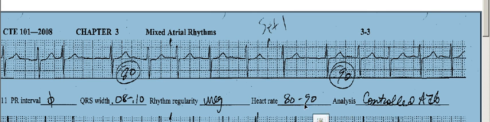That would put it in the controlled rate of atrial fibrillation. Atrial fibrillation, remember, is an irregular rhythm with no P's. Irregular rhythm with no P's. And there you have it.